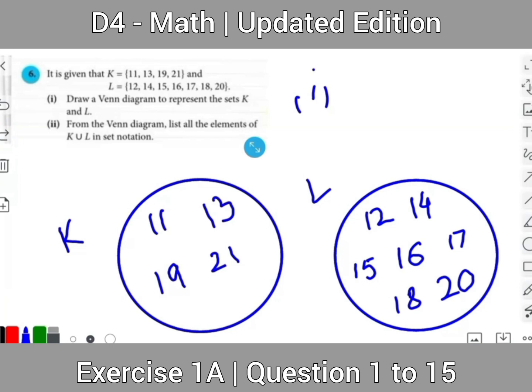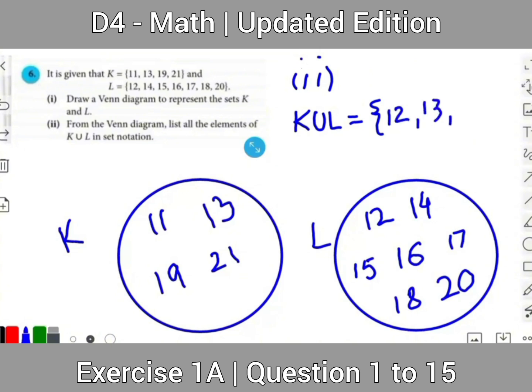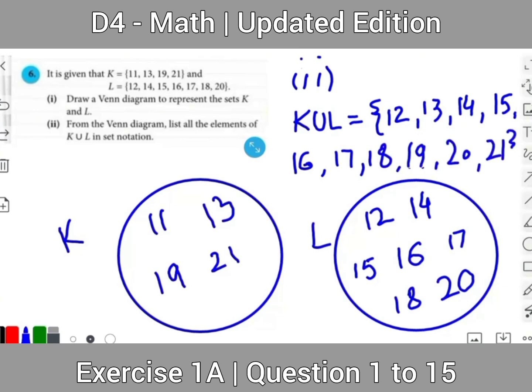Now, by using the Venn diagram, we have to list down all the elements of K union L in set notation. For part 2, we just need to write down all the elements that we can see on the screen in K union L. So here we have 12, 13, 14, 15, 16, 17, 18, 19, 20, and 21. So this is K union L in set notation that we have found from the Venn diagram.